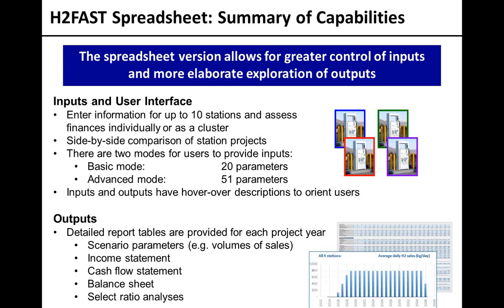Each of these different parameters has hover-over descriptions so that you can understand them more quickly, and then there's also the user manual. For the outputs, they're similar to the web-based version: scenario parameters, and then full financial statements, income statement, cash flow, balance sheet, and then quite a few different financial ratios.